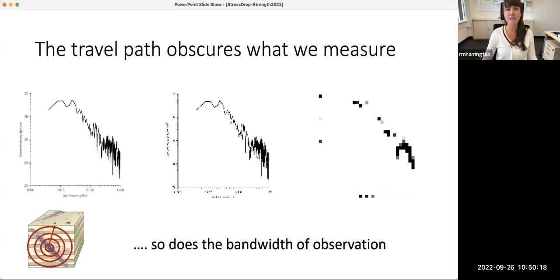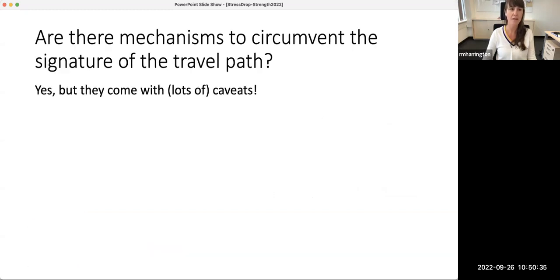To add to that, which I'm not really going into here, we have all kinds of different instruments by which we make these measurements. They are sensitive, or have a flat frequency response, in different bands. So our bandwidth of observation is also going to have a big imprint on what we measure.